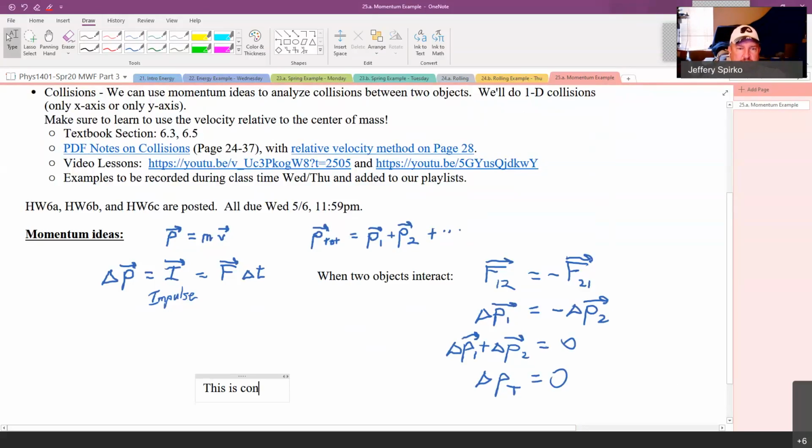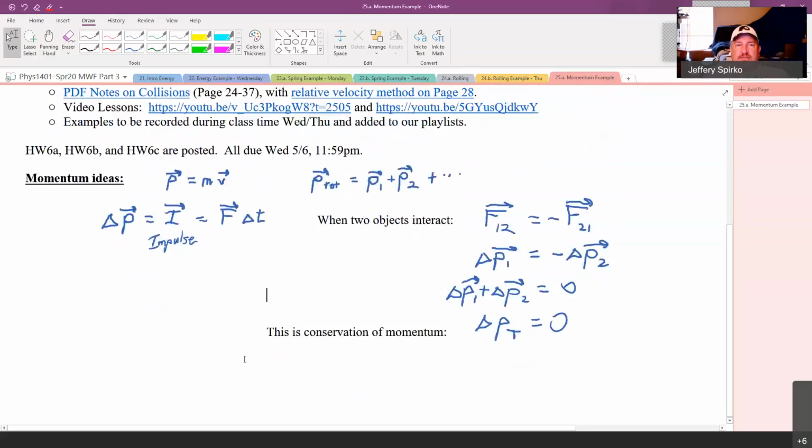And that is the idea of conservation of momentum. In physics, a conserved quantity isn't one that we're trying to maintain. A conserved quantity is one that stays constant all by itself. And in an interaction between two objects, that is, not interacting with the outside world, just interacting with each other, we have the idea of conservation of momentum.